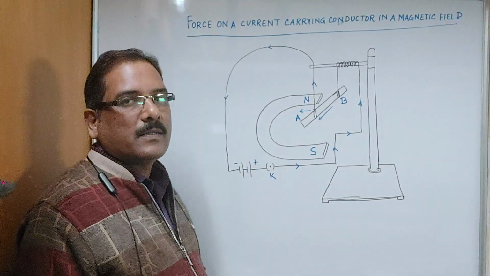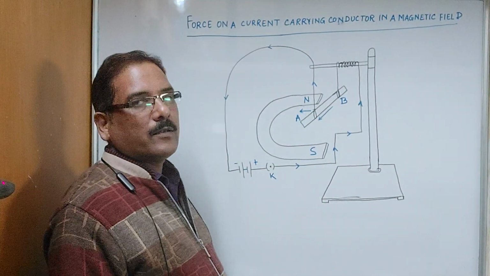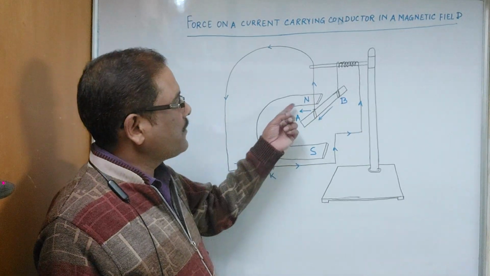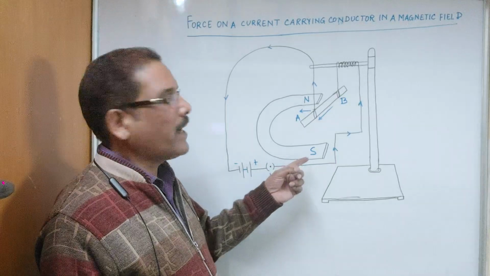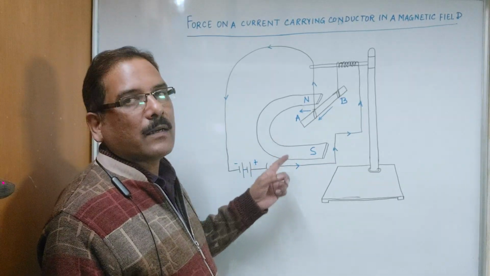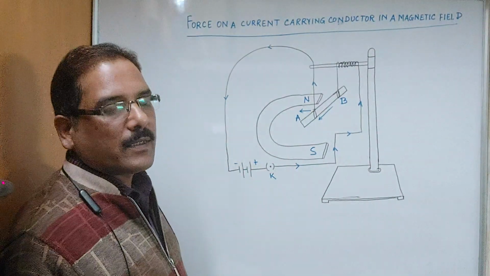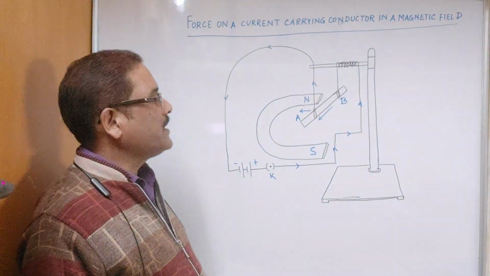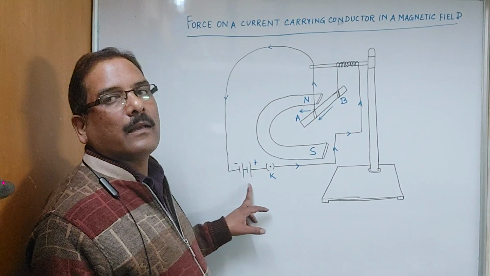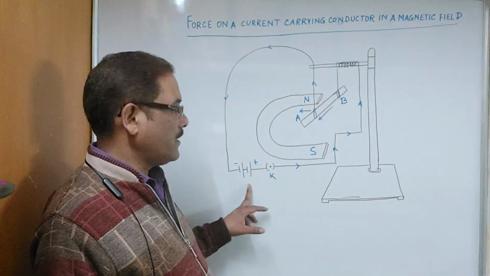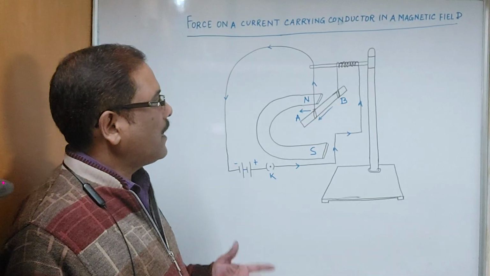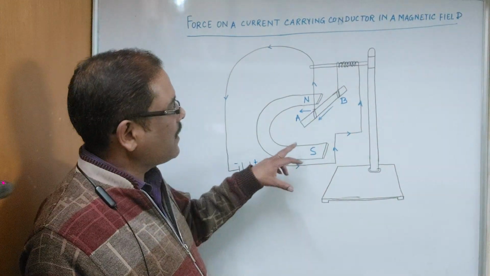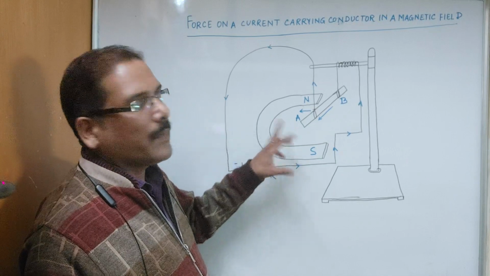So why is the rod displaced when we pass current through it? Because when we pass current through it, it is placed between the poles of a horseshoe magnet. So the magnet exerts a force on it. That's why the rod is displaced. Now the direction of force can be changed by changing the direction of current through the circuit. Another way of changing the direction of force is by reversing the direction of the magnetic field.